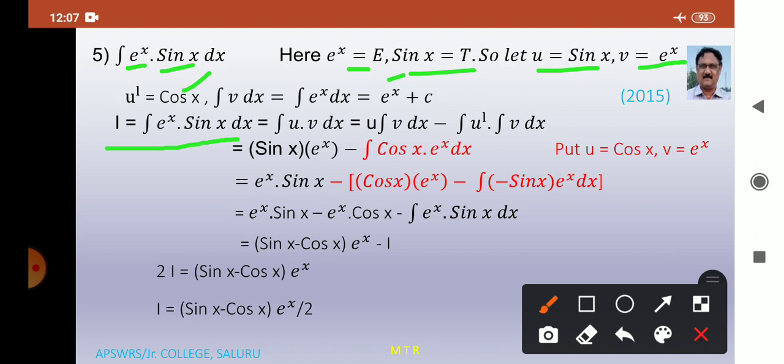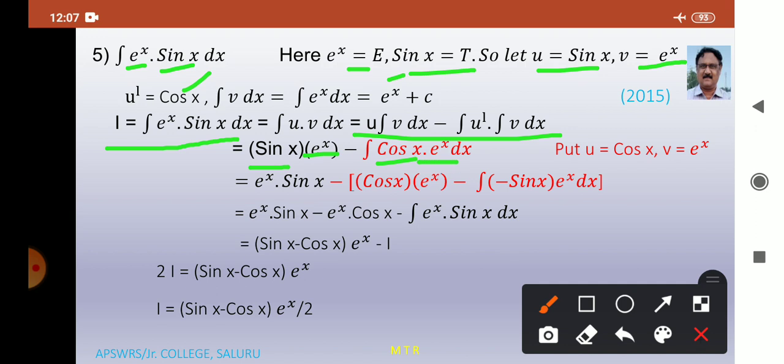This is equal to integral uv dx form. The form is u integral v dx minus integral u dash into integral v dx. Substitute the values. U is sin x, v is e power x. Here u is sin x, so the derivative of u is cos x. So cos x into integral v, so e power x dx.